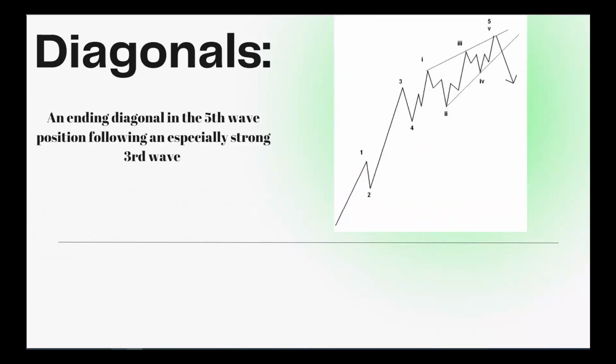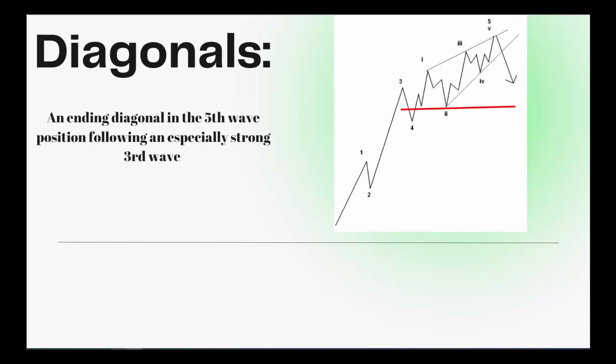Diagonals, also known as wedges, are a pattern that is commonly seen in the 5th wave position following an especially strong 3rd wave. When this occurs, the pattern is referred to as an ending diagonal. In an ending diagonal, each wave, 1, 2, 3, 4, 5, is made up of 3 wave zigzags and waves 2 and 4 may overlap. It's important to note that reversals from ending diagonals tend to be sharp and the entire diagonal is usually fully retraced.